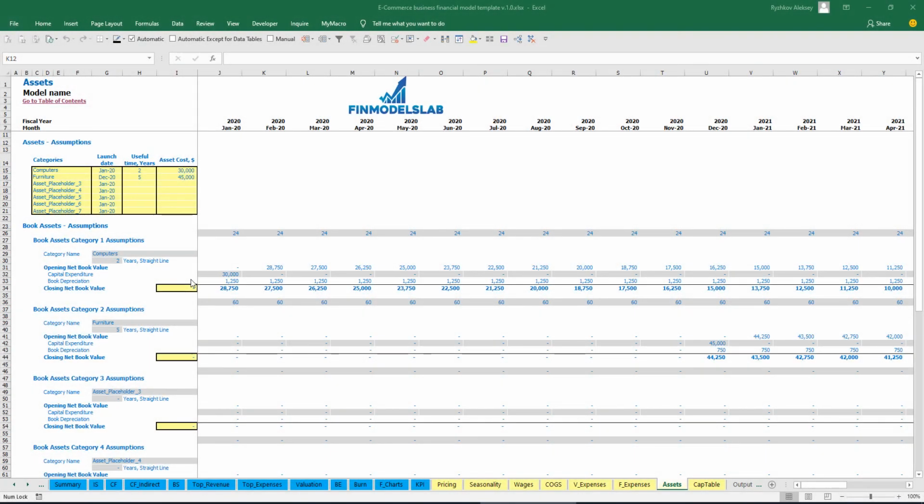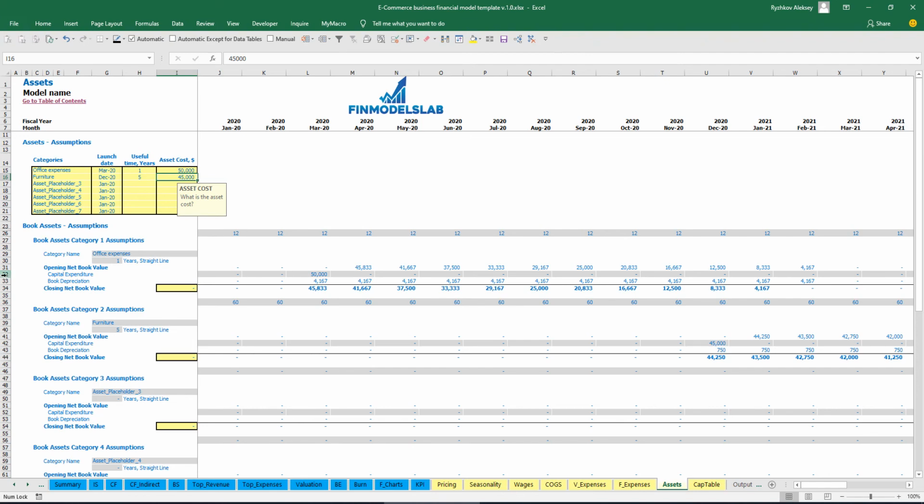On the Assets tab, you may input up to 7 asset line items and change this accordingly. For example, for line item number 1, office expenses, you can set up the launch date for this asset, for example March 20. You can input useful time in years, let's say it's 1 year, and the asset cost, for example $50,000.